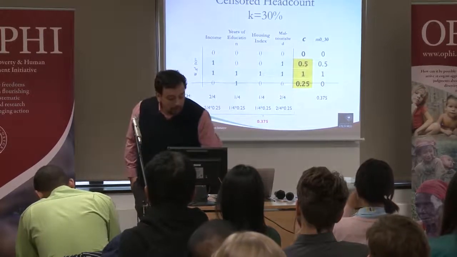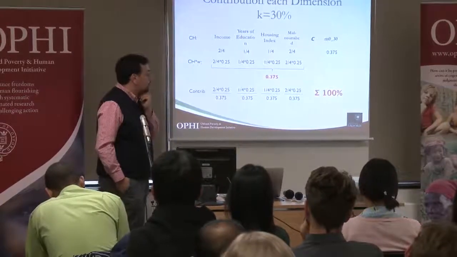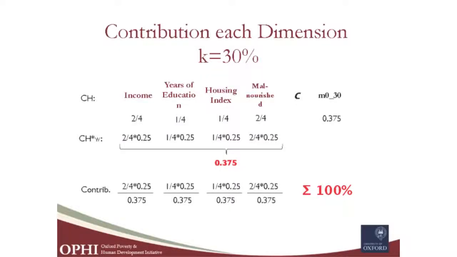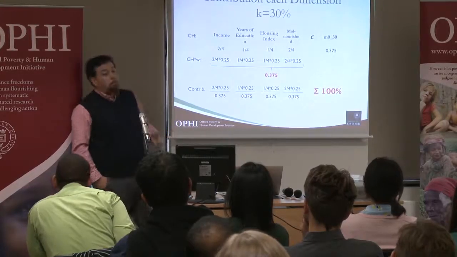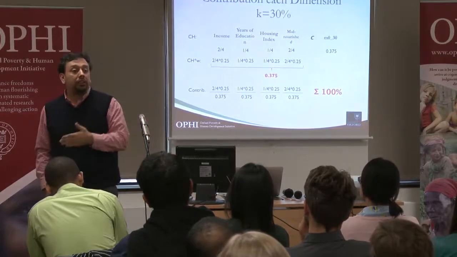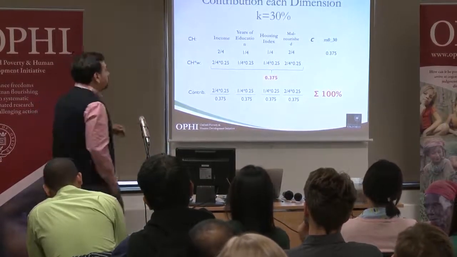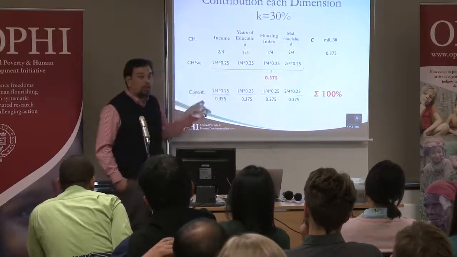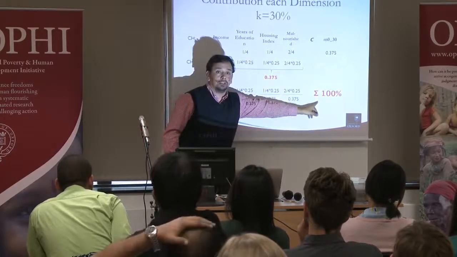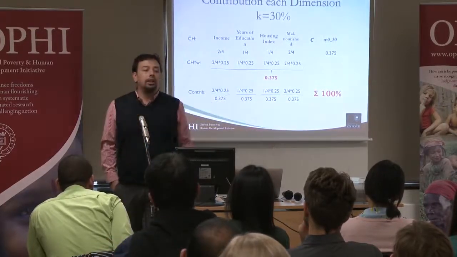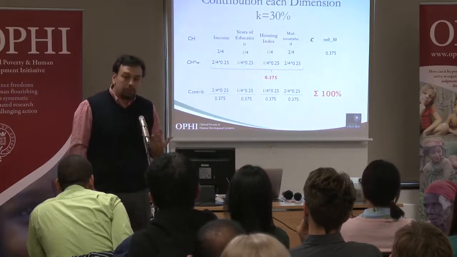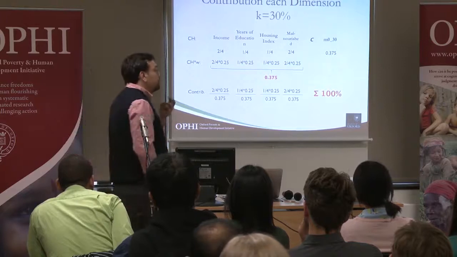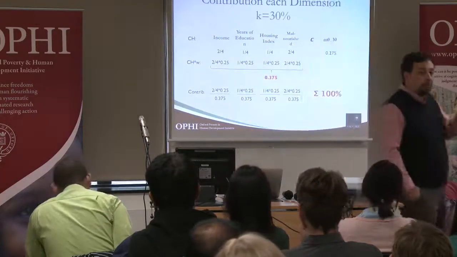Simple. What is the next step? The same number that I just showed you, I will divide it by the M0. What do we get? The percentage contribution of each dimension. So now each dimension would not contribute to M0, they will contribute to 100%. That is all the thing that we have been doing. Questions? The first part of this session is to try to understand step by step what we have been doing.